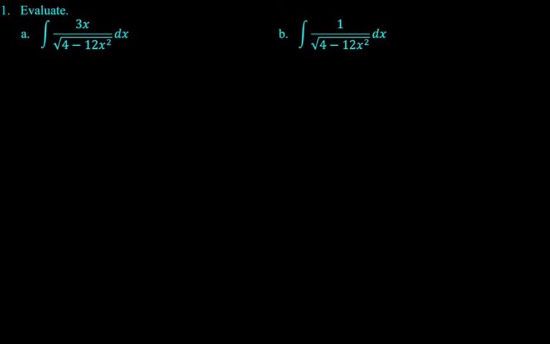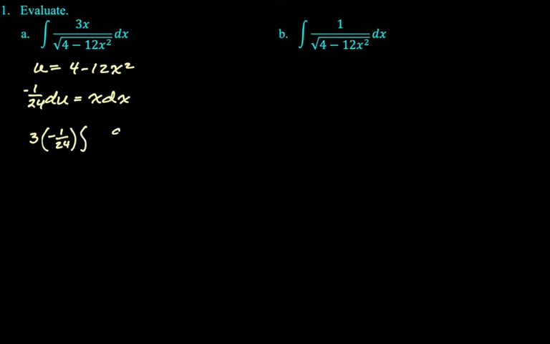So for the first one, or really for both of them, my first thought would be to make u equal 4 minus 12x squared. And then that would mean du is negative 24x dx. So I'm going to write negative 1 over 24 du is x dx. Because I have a 3, I'm just going to pull the 3 out of the integral. And then I'm going to replace x dx with negative 1 over 24, which I'm going to pull out. The integral of du over the square root of u.